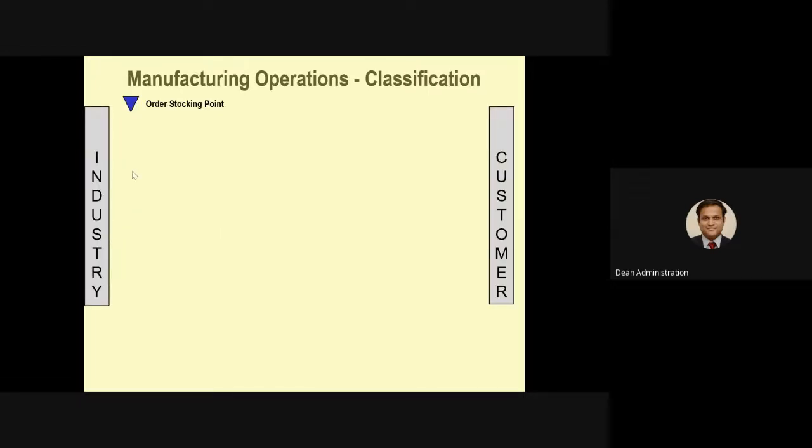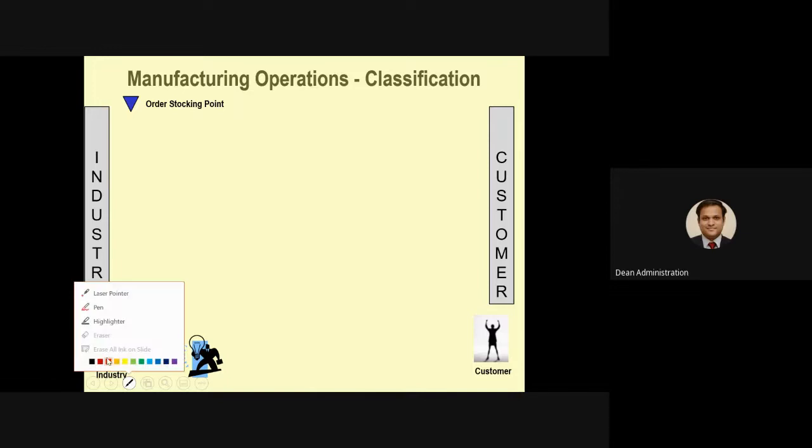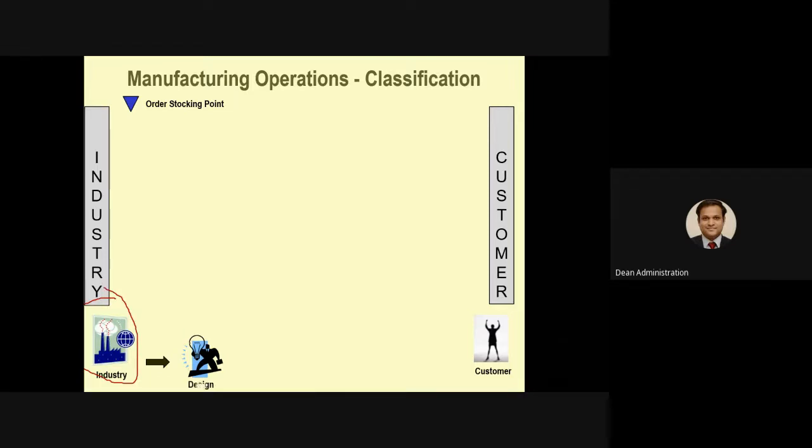Okay, so this is kind of a busy slide, but I'm going to break it down bit by bit, and it's going to be quite easy. So, here on the left hand side is the industry. Okay, right here you can see this is the industry. Then there may be various stages. There is a design stage, which is seen here. Then next we have the raw material procurement.